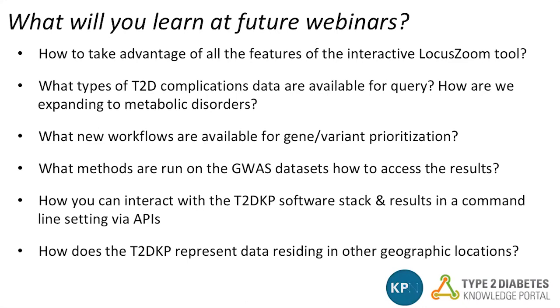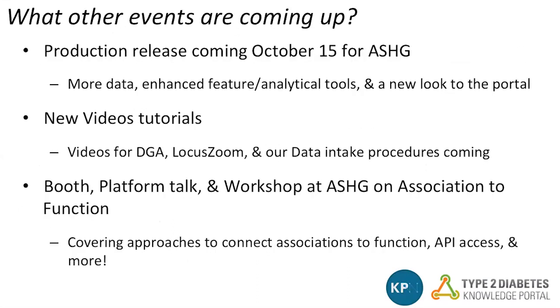You'll also learn about new workflows as we expand for gene variant prioritization. You'll also learn about what methods are available and have been run on large-scale GWAS data sets and how you might access those. And then hopefully over time, how you might interact with the T2DKP software stack via the command line, via APIs, so you can run your own tools and methods. And then finally, how do we represent data residing in geographic locations? This is because of our federated node at EBI. We'll talk about that in future webinars. So that's some things to look forward to.